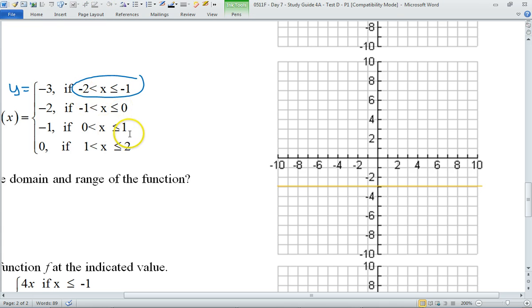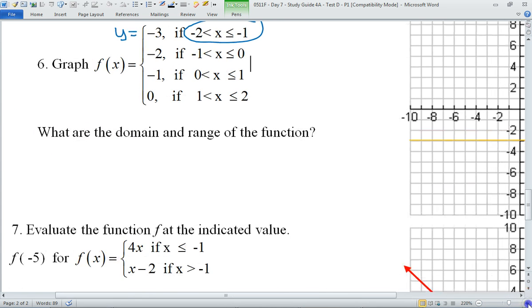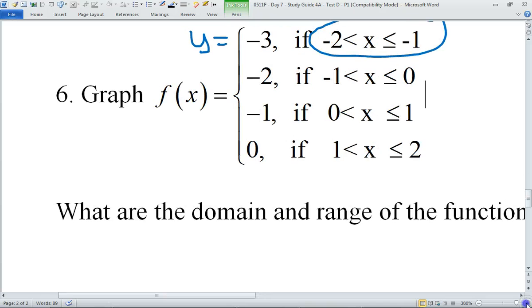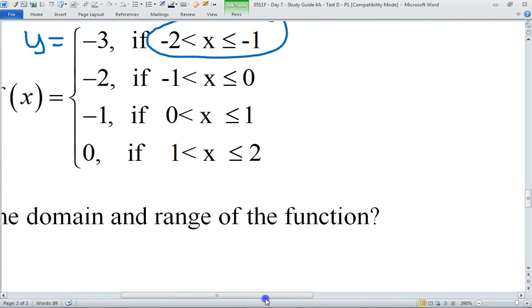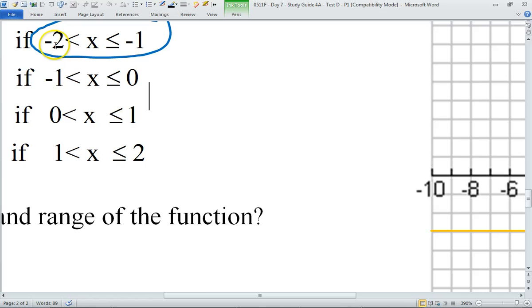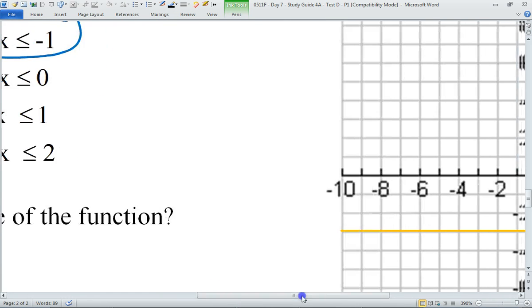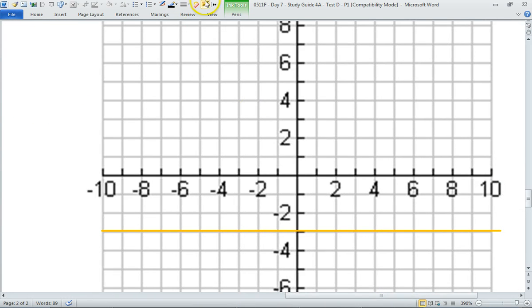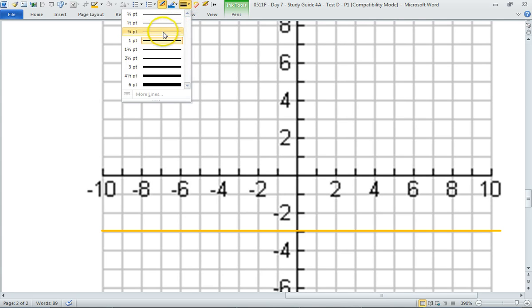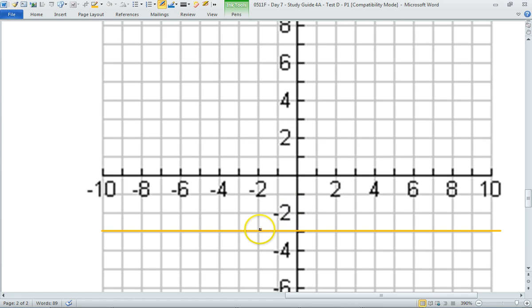Okay, there's my horizontal line at negative 3. Fine and dandy. I need to make this bigger. Okay, but I'm going to graph the part that's between negative 2 and negative 1. Okay, so here I go. Better go small with it. So between negative 2 and negative 1 is going to be here and here. Negative 2 and negative 1, just like that.